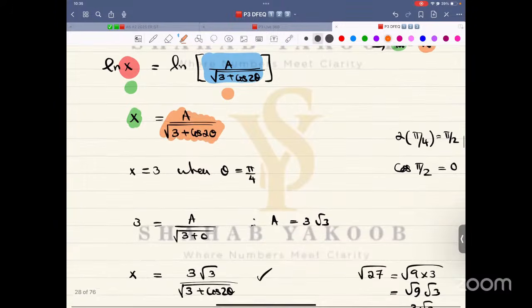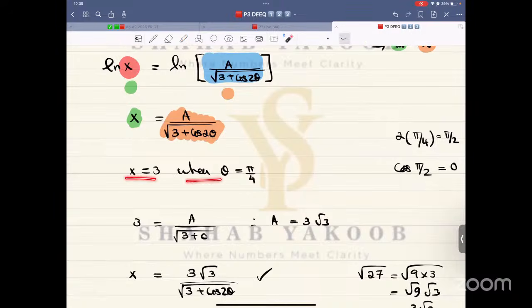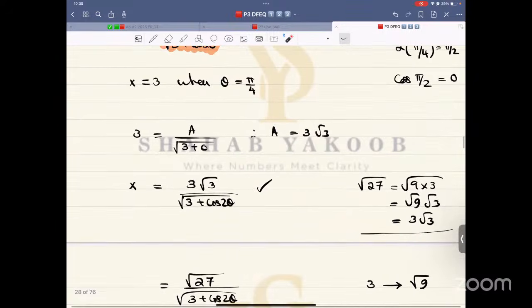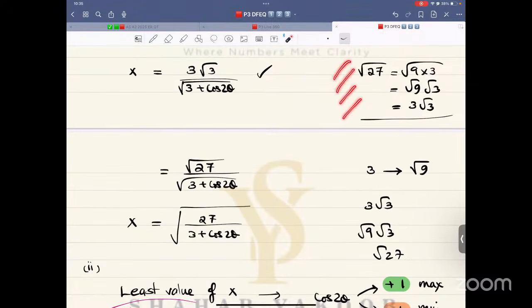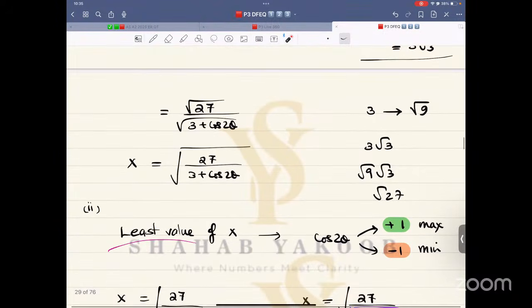Okay. Then we plug in the condition, the x and theta values, that's the condition. We find the value of a. We make x the subject. We do a little bit of simplification, some surds and things like that. That is what you get.